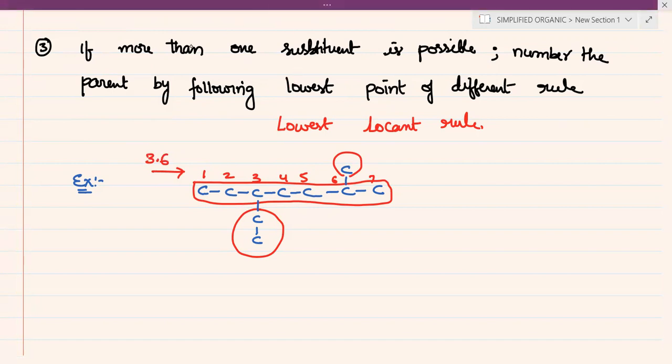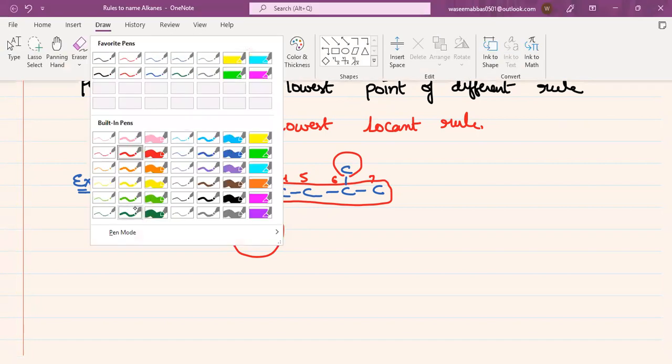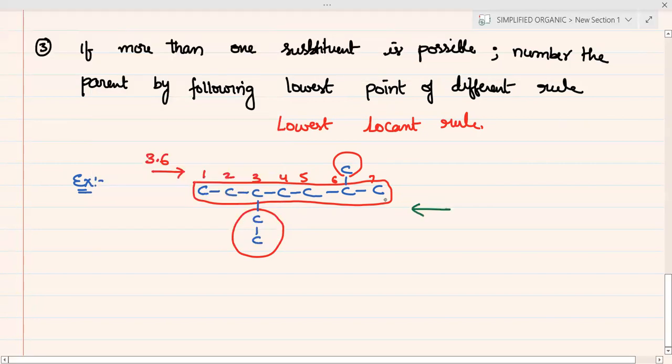Now, if I number from the other direction, 1, 2, 3, 4, 5, 6, 7, what are the locants we have? We have 2, 5. So now we have two sets of locants, 3, 6 and 2, 5. And 2 is the smallest number at the first point of difference. So this is correct and this is wrong.